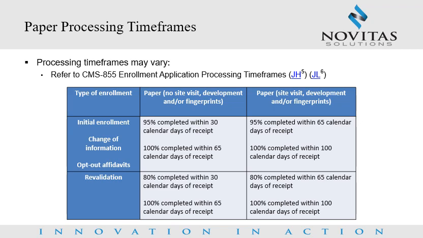For paper revalidation applications that do require a site visit, development, and fingerprints, 80% are completed within 65 calendar days of receipt, and 100% are completed within 100 calendar days of receipt.